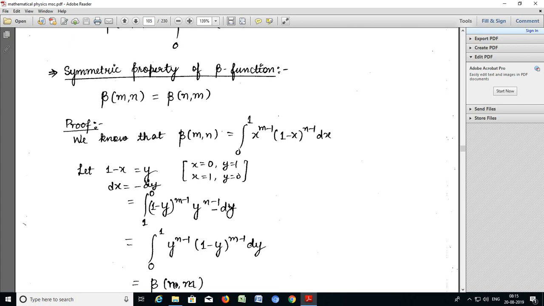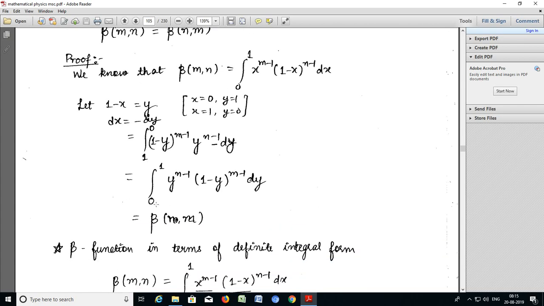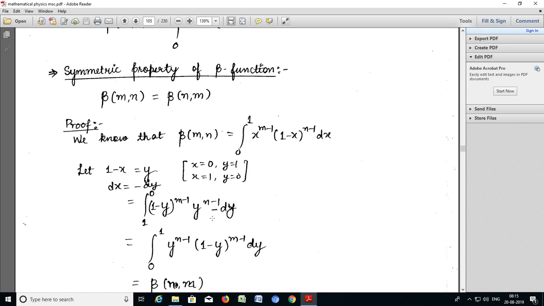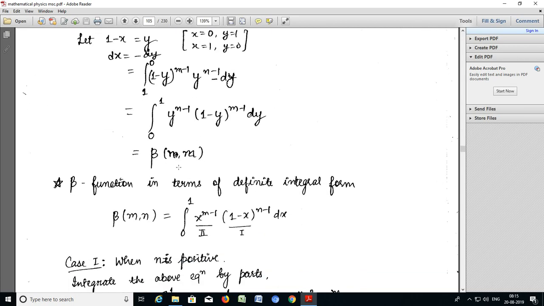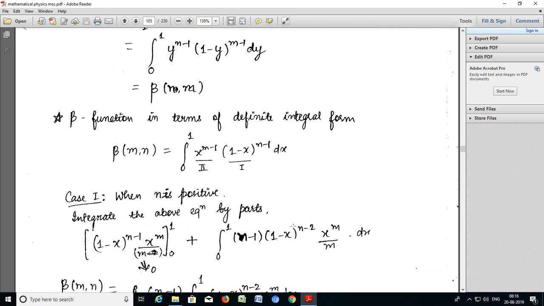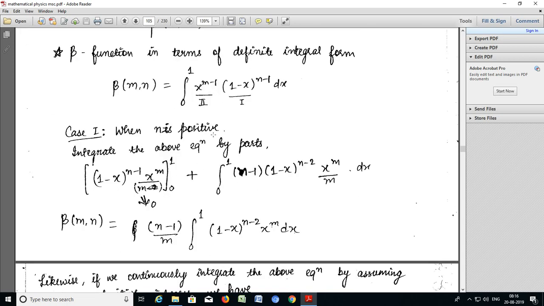Beta of m n is always equal to beta of n m. Now how to prove this property? So if beta is written like that, let 1 minus x is equal to y. If x is equal to 0, y is 1, x is 1, y is 0. On differentiating, dx is equal to minus dy. So change the limits, everything in terms of y. So we get the expression integral 0 to 1, y to the power n minus 1, 1 minus y to the power m minus 1 into dy, which is nothing but equal to beta n m, because beta was given by this, so now it is equal to beta n and m, so that is the property.